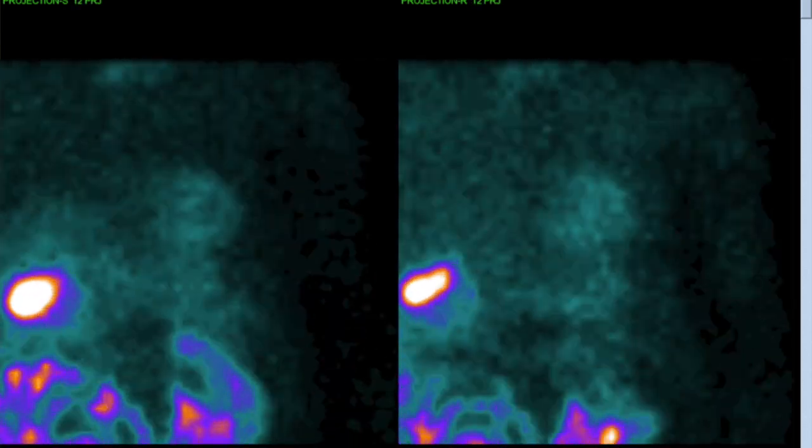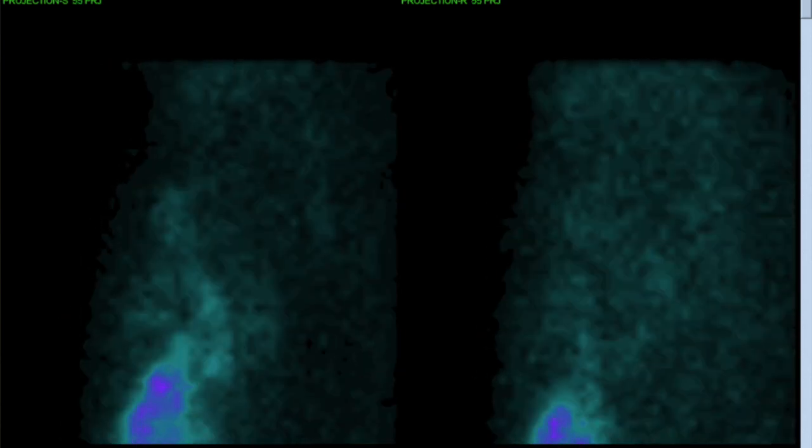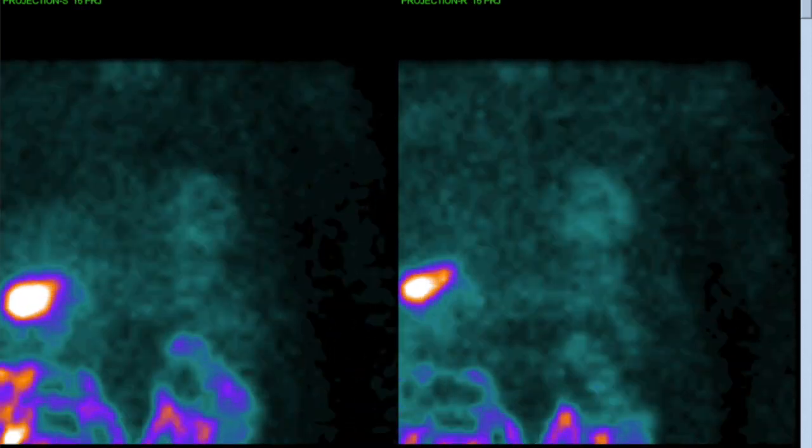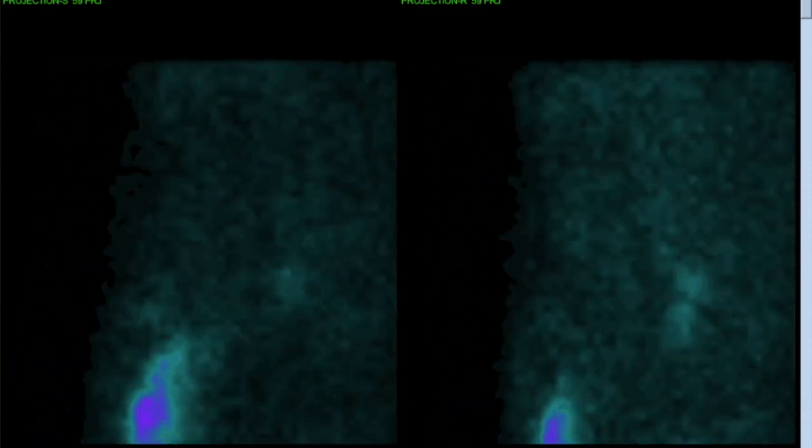Patient is stressed and images are required, and then the patient comes back for a rest study, and these are the raw data from both. Stress on the left, rest on the right. Again, you see the hepatobiliary excretion, gallbladder uptake, and tracer has gone into the duodenum and into the small bowel on both.